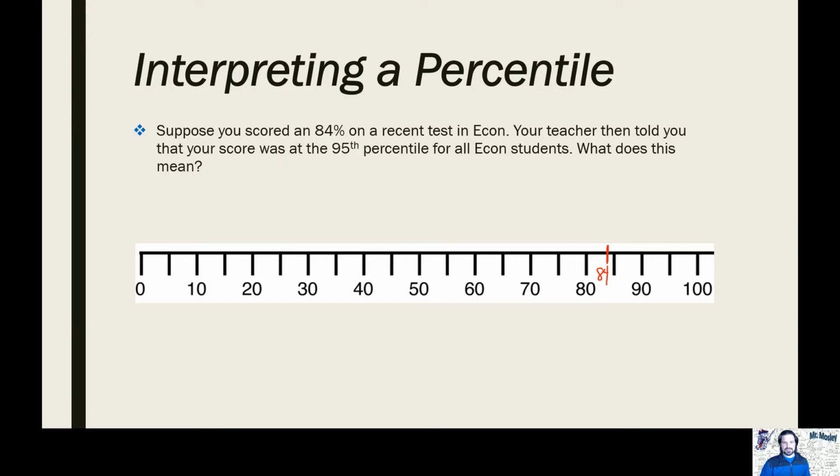Okay, so that means that you scored better than 95% of the students who took the same test. So if we think of right here, all over here, this is 95% of the scores over here. This also means, conversely, that 5% of the students who took the test scored the same or better.